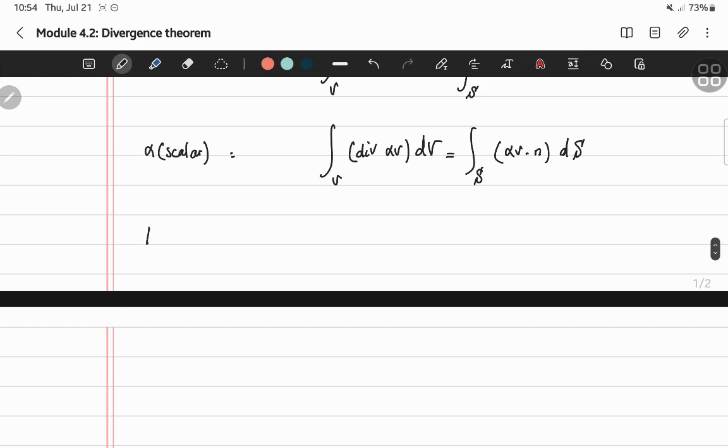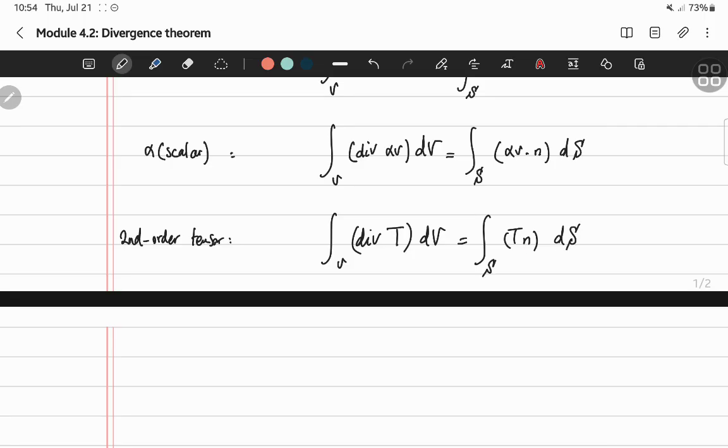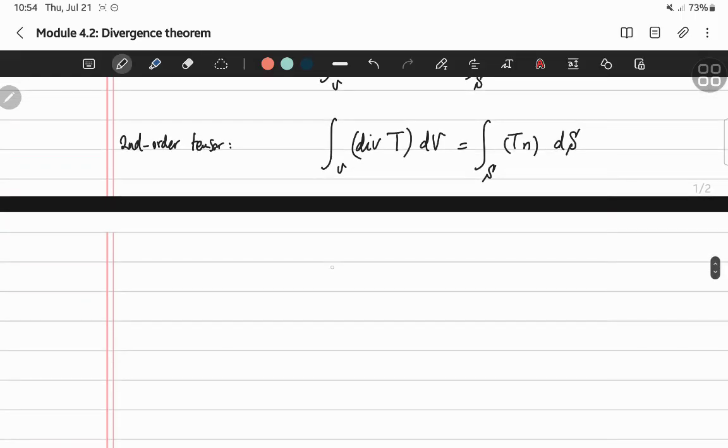We can also write this for a second order tensor. So for a second order tensor, we can write this as the integral of the divergence of T dV over V is equal to the integral of T n dS over S. And if you write this in indicial notation, we have the derivative of Tij with respect to xj, because this is going to give us a first order tensor, so our vector dV is equal to the integral of Tij nj dS over S.